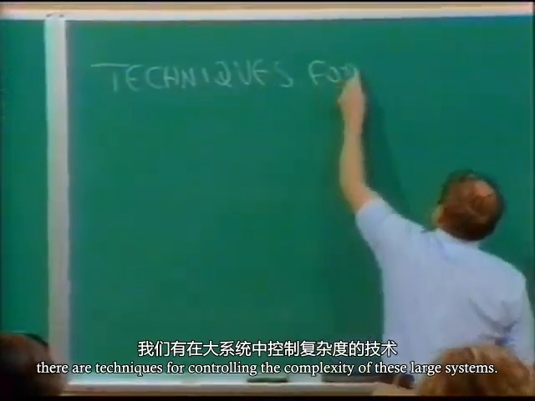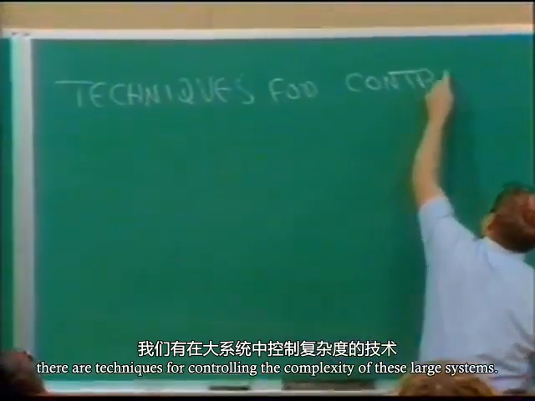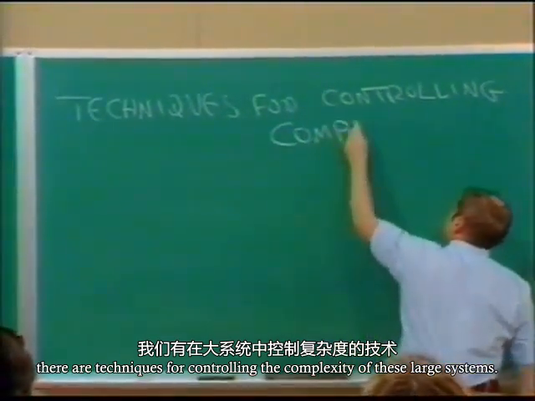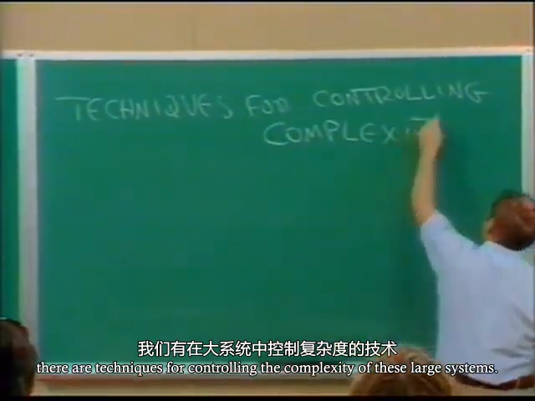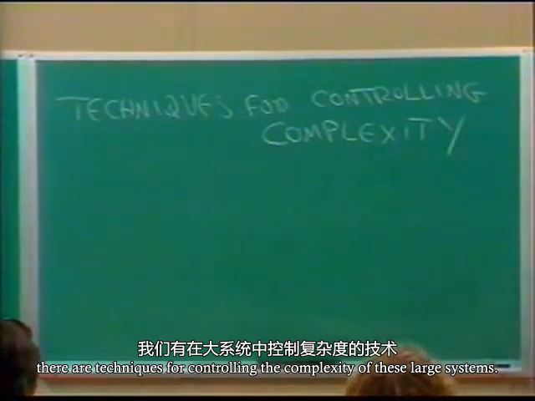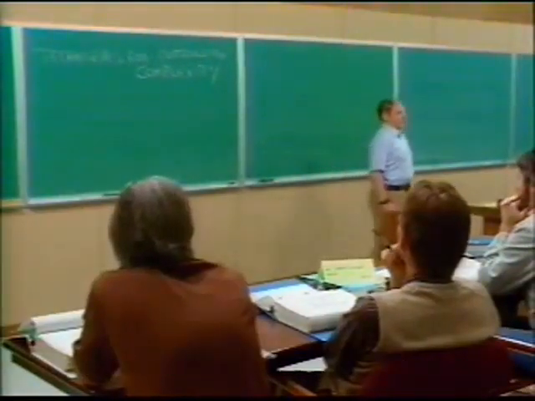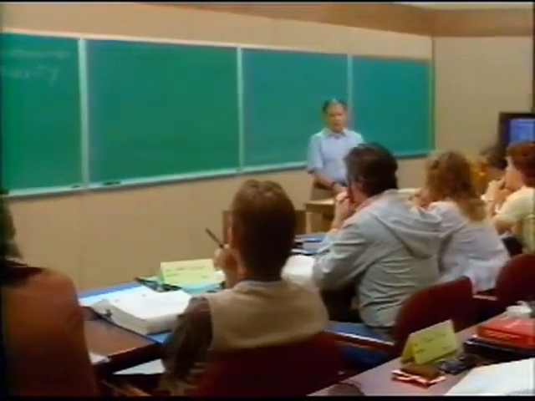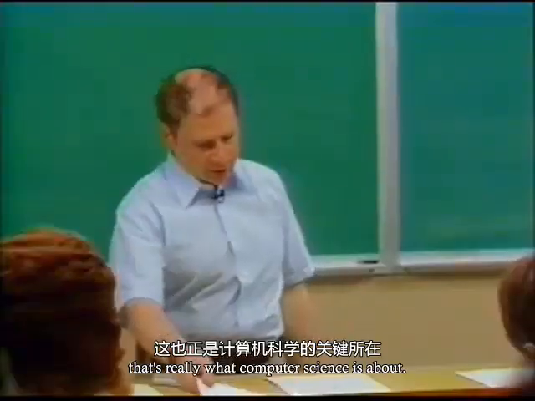for controlling the complexity of these large systems. And these techniques for controlling complexity are what this course is really about. And in some sense, that's really what computer science is about.